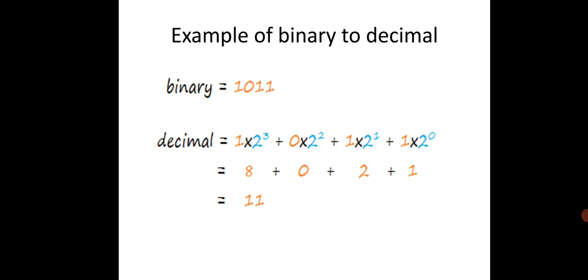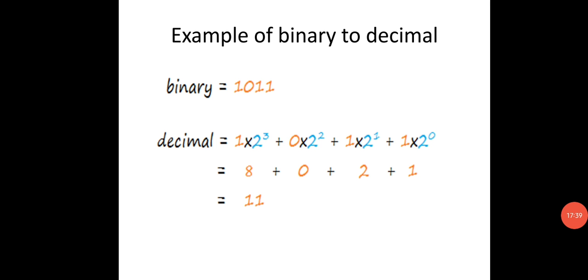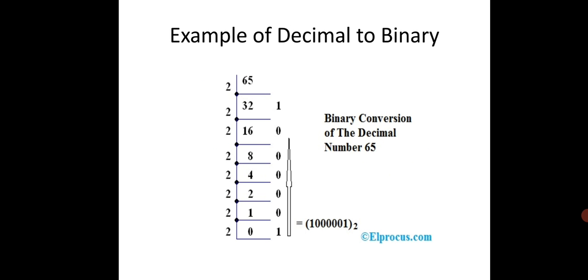So you have to add all these decimal values, that is 8 plus 2 plus 1, which is equal to 11. So the decimal value is 11 for the binary 1011. This was the first type which we have studied, the conversion of binary to decimal. Now we will see the second type, that is decimal to binary conversion.